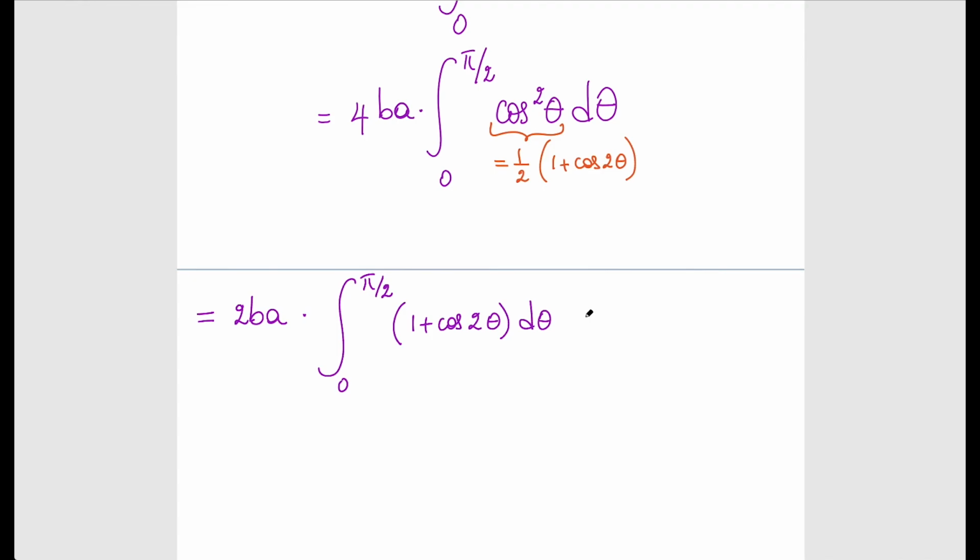Okay, and this is equal to 2ba or 2ab times, let's integrate. So the primitive of 1 is theta, and the primitive of cosine 2 theta, if you use the substitution rule here, you're going to get half sine 2 theta, and the bounds are 0 to pi over 2, right?